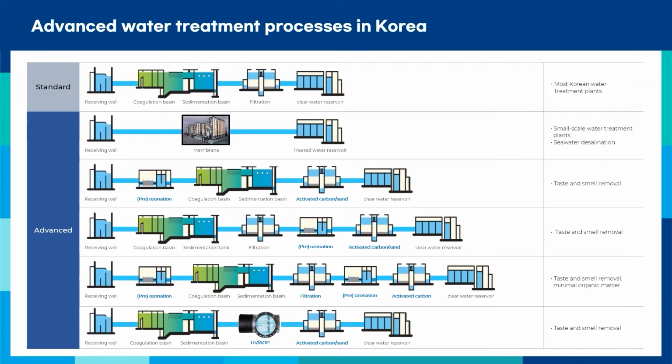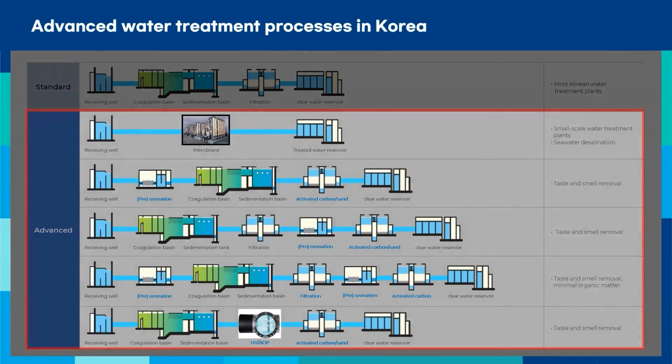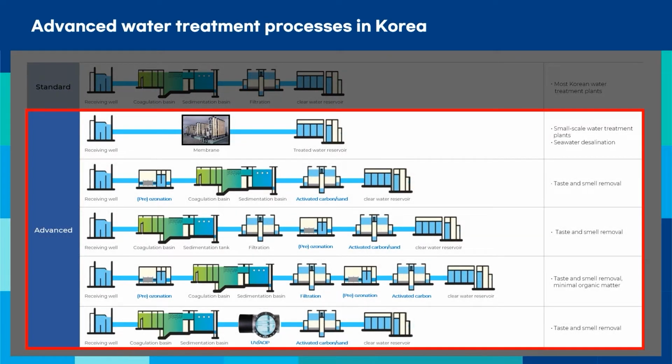Each unit of advanced water treatment process can be used in various combinations depending on the quality of raw water. Most of the advanced water treatment processes in Korea are composed of combinations of ozone and granular activated carbon and were introduced to remove the taste, odor substances, and trace organic matter from raw water.